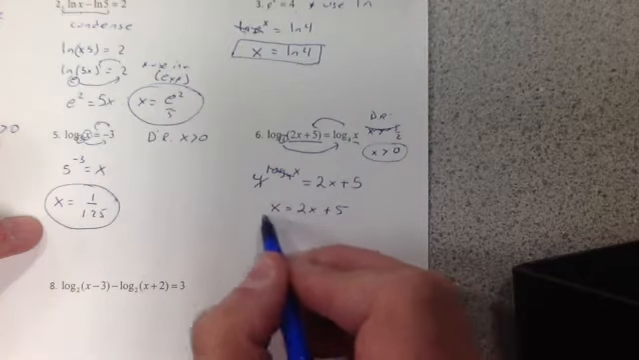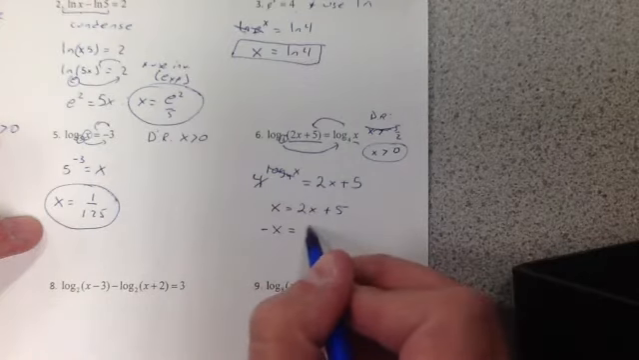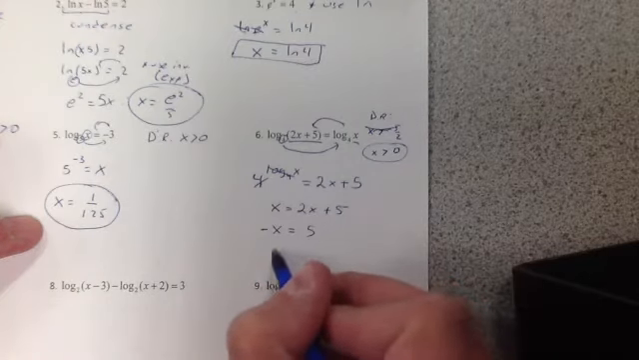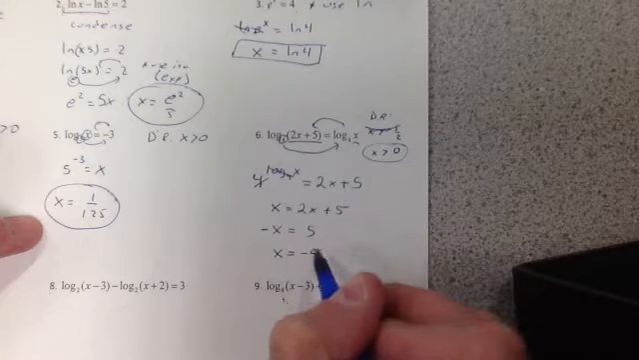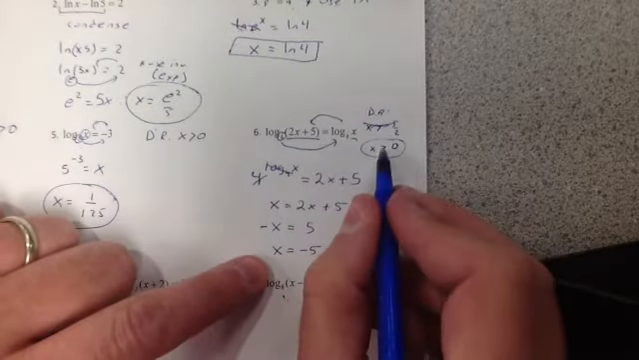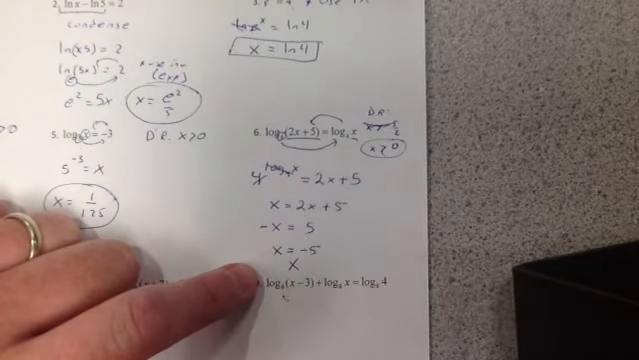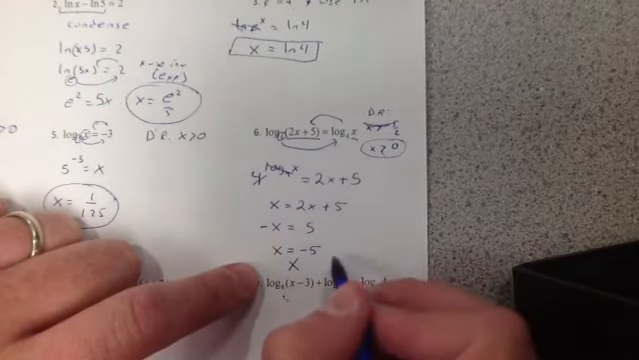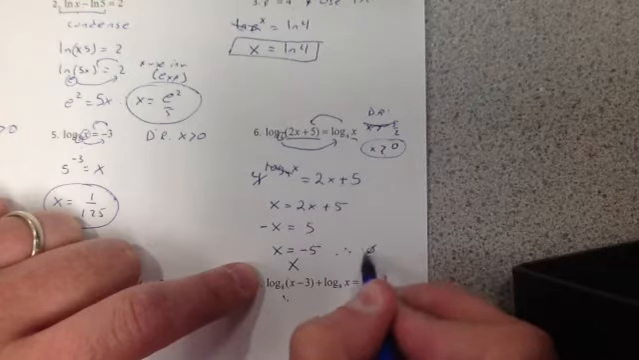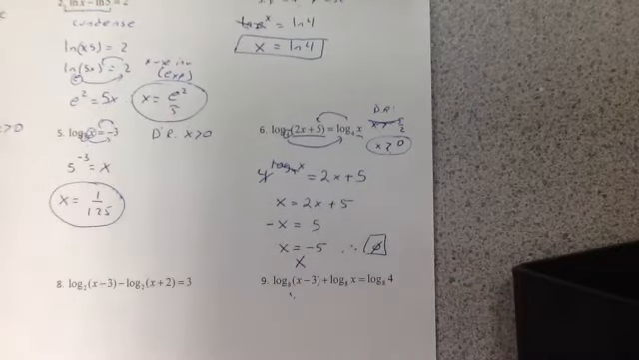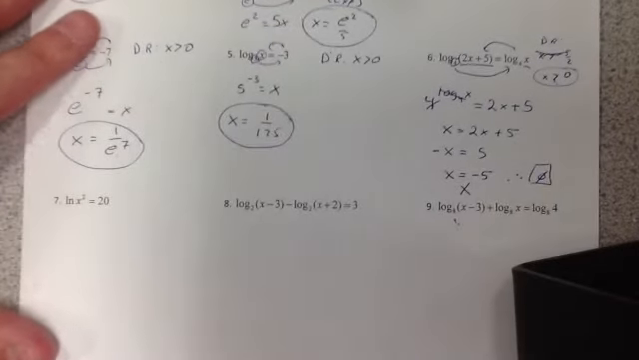Bring the 2x over, we get negative x equal to 5. And look what happens here when I solve it. I get x equals negative 5. But my domain restriction said it had to be greater than 0. That doesn't work, so we actually get no solution for this one. Therefore, no solution. Kind of a good one right there. Alright, let's take a look at number 7.